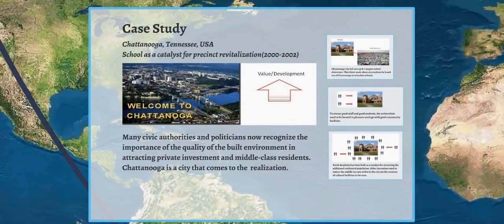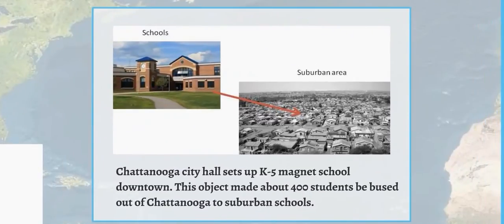Case study: Chattanooga, Tennessee, USA. School as a catalyst for precinct revitalization, 2000 to 2002. Many civic authorities and politicians now recognize the importance of the quality of the built environment in attracting private investment and middle-class residents. Chattanooga is a city that has come to this realization. Chattanooga City Hall set up a K-5 Magnet School downtown. This had previously meant about 400 students were bused out of Chattanooga to suburban schools.